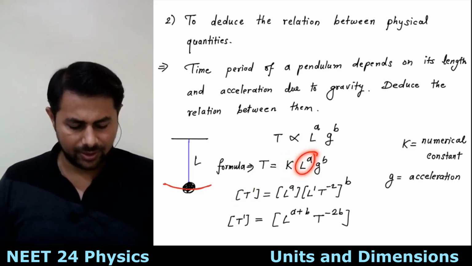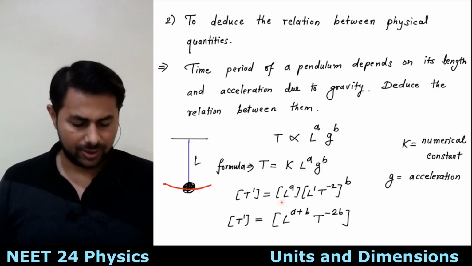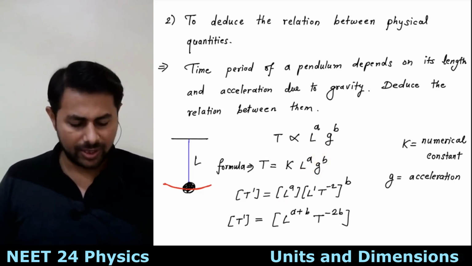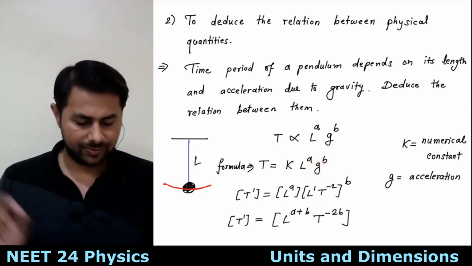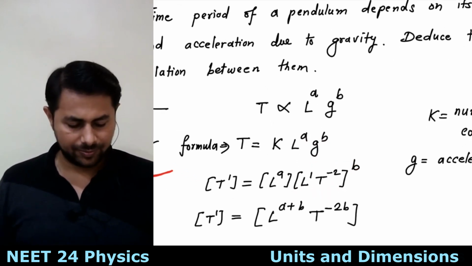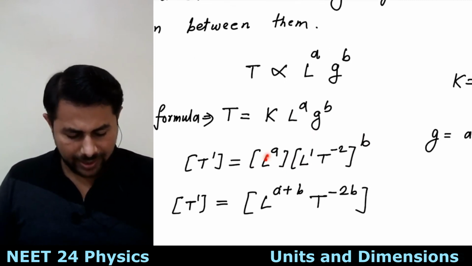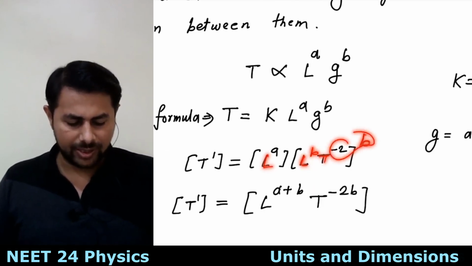Then you have l raised to a, because this is just length, so it is l raised to a only. Then you have g raised to b. So what is g? G is an acceleration. What are the dimensions of g? L1 t minus 2, because g is acceleration. So L1 t minus 2 raised to b, right? Then you multiply this l raised to 1 with this b, so you will have l raised to b, t raised to minus 2b here.